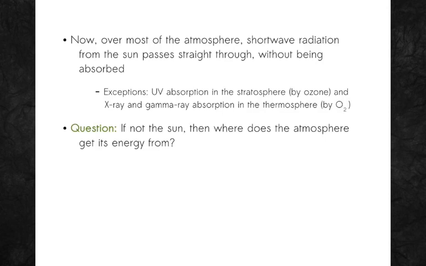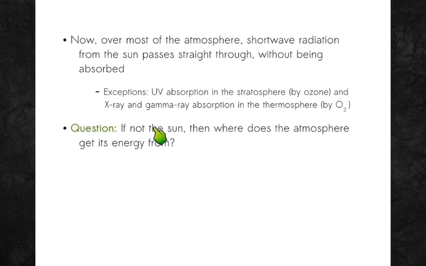Okay, so now a question. We know from the previous screencast that the atmosphere doesn't really absorb that much of the incoming solar radiation from the sun. It does absorb some. You've got absorption in the ozone layer and in the thermosphere, and you've got some absorption of the visible as well. It wasn't zero. But for the most part, the incoming visible radiation from the sun passes straight through without being absorbed.